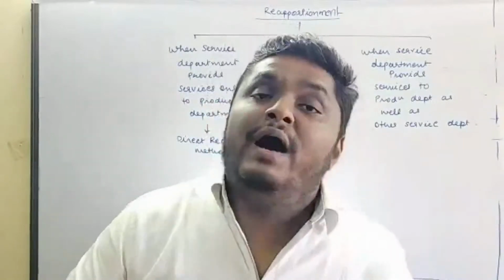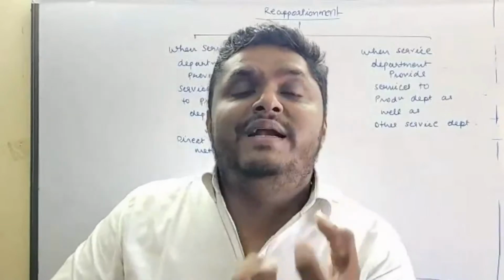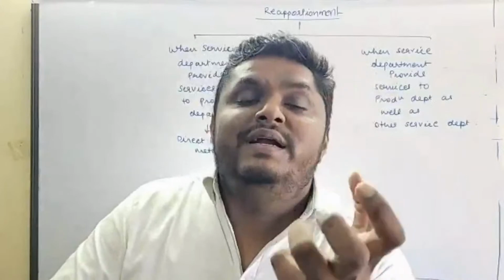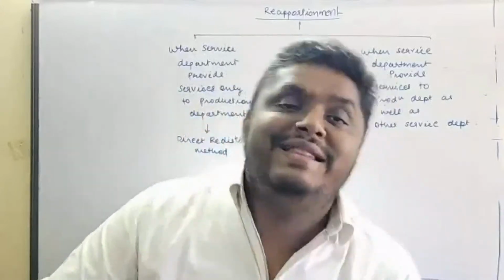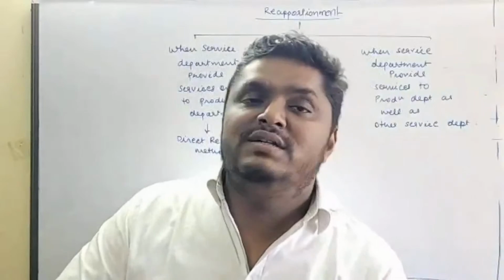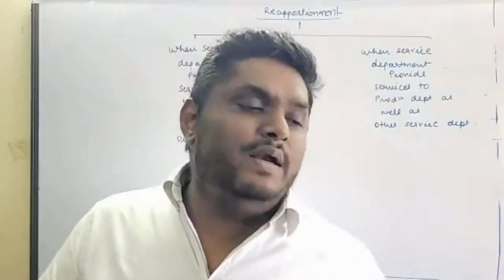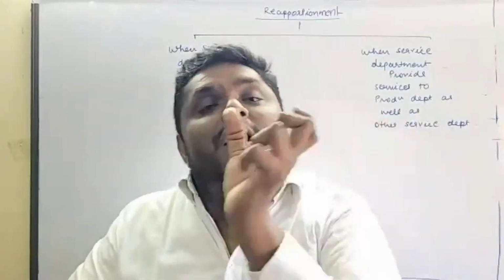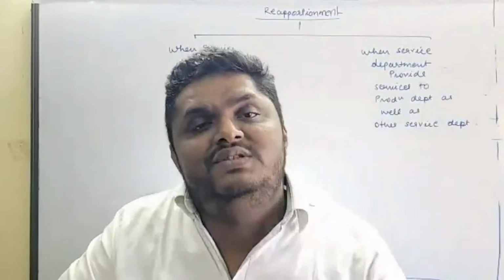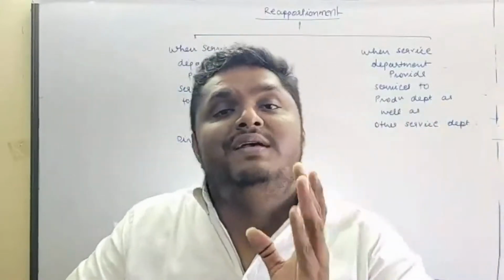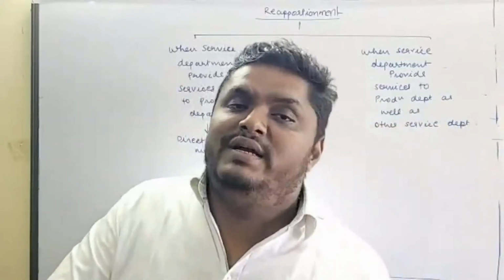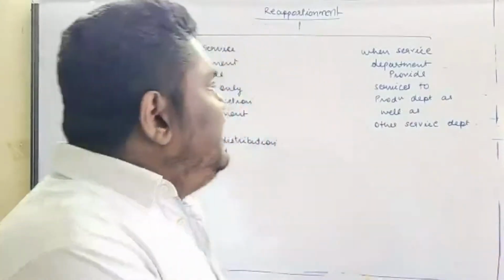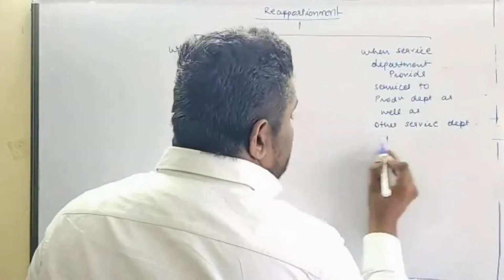Let's say housekeeping department. Housekeeping is maintaining the cleanliness of the production department, and also the cleanliness of the canteen and the HR department. So let's say there are three service departments: the canteen, second the HR department, and third the housekeeping department. Here the housekeeping department is providing services to the production department, plus the other two service departments, that is the canteen or cafeteria and the HR department. So what if in this case?